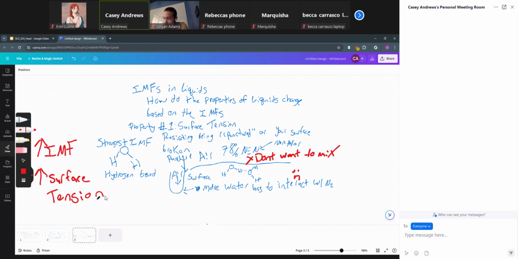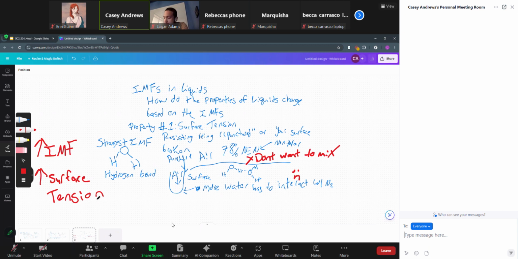So if you had a pool of gasoline, which is generally nonpolar, and you tried to do a belly flop in that, you'd probably go right in and not hurt all that much because there's not much tension there. Water, though, it does not like to break. So that's our first property. Any questions about surface tension?